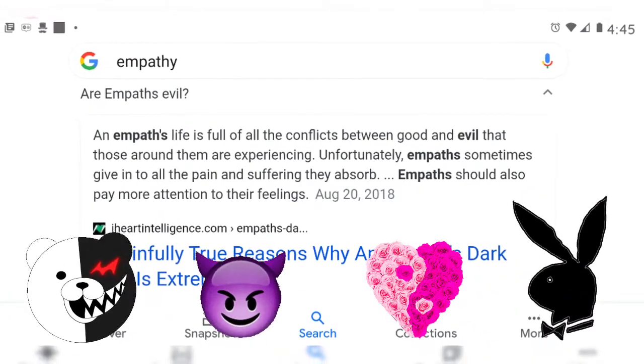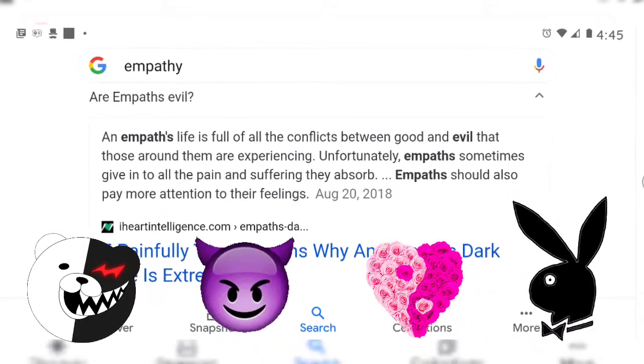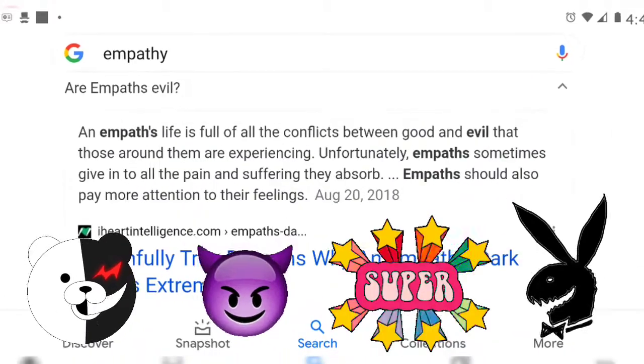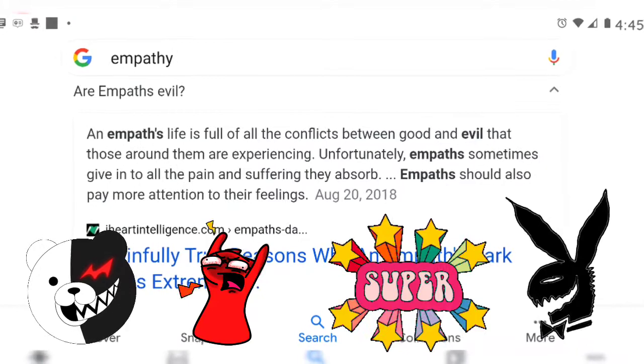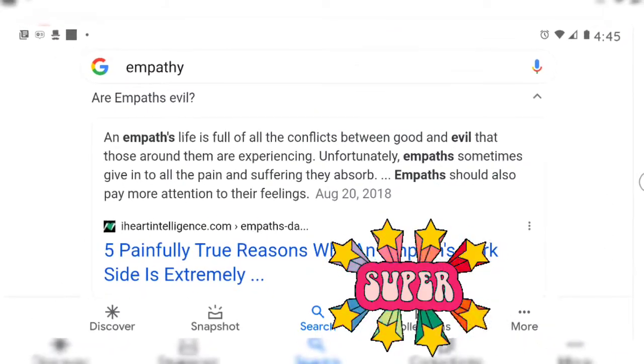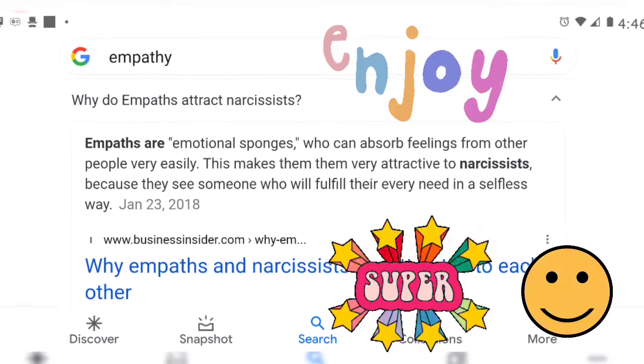Are empaths evil? An empath's life is full of all the conflicts between good and evil that those around them are experiencing. Unfortunately, empaths sometimes give in to all the pain and suffering they absorb. Empaths should also pay more attention to their feelings.